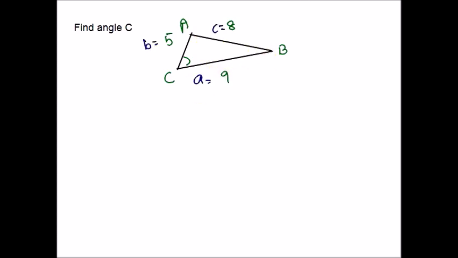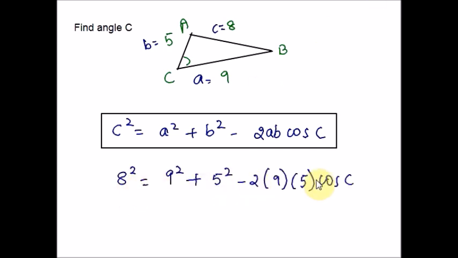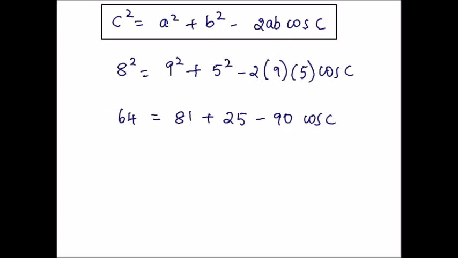Now let us put what we know into the law of cosines. This is the formula, the law of cosine. Now let us put in a, b and c. Replace c by 8, a by 9 and b by 5. Now work out the exponents. 8 square is 64, 9 square is 81, 5 square is 25 and 2 times 9 times 5 would be 90. Now we need to use our algebra skills to rearrange and solve.